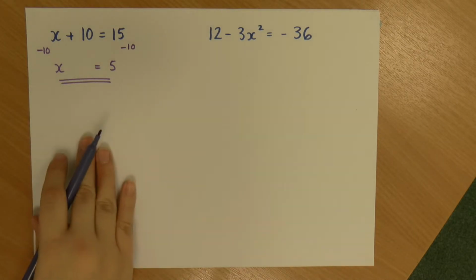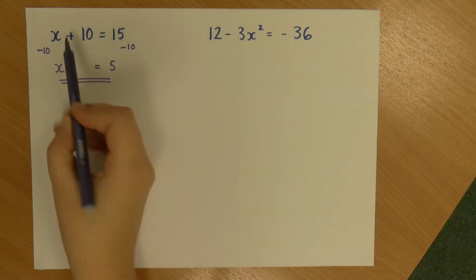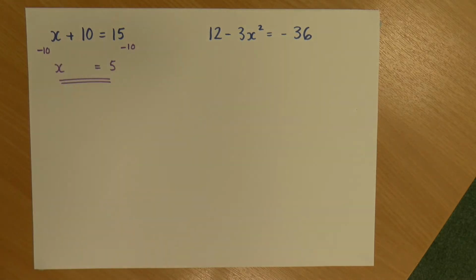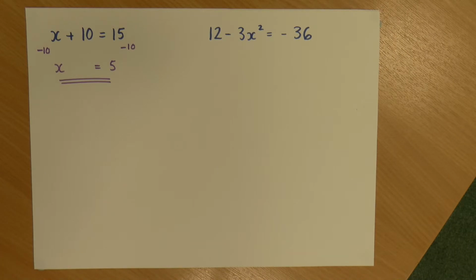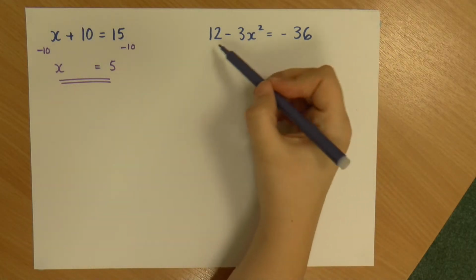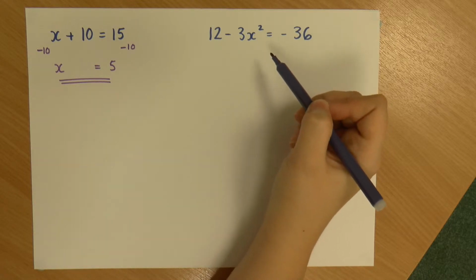And you may find it easier to think of this in terms of the what. So what plus 10 equals 15. And that may help you think about these easier ones at least. Okay, let's have a go at this trickier one on the right. So I've got 12 minus 3x squared equals minus 36.